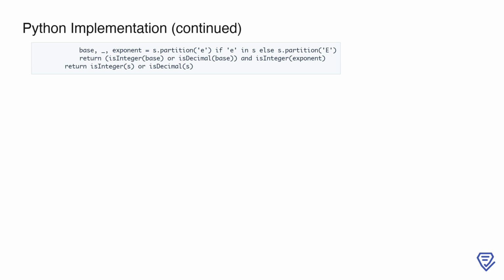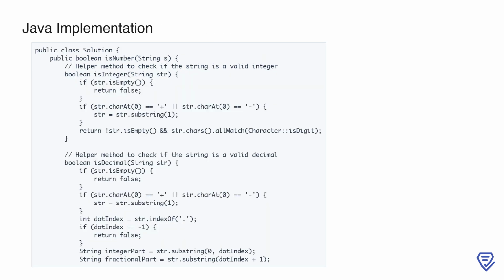scientific notation. Here, we start by defining the main class and method, isNumber, which takes a string input s and determines if it represents a valid number. Inside this, we see the helper method isInteger, which checks if a given string is a valid integer. It first handles the case where the string is empty, returning false. Then, it checks for an optional leading plus or dash sign and removes it for further validation. Finally, it ensures the remaining characters are all digits using chars.allMatch, Character.isDigit.